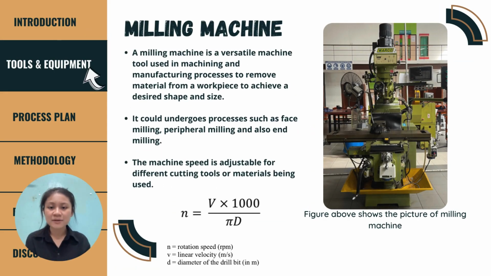So in the milling lab, we should use a milling machine. So what is actually a milling machine? A milling machine is a manufacturing tool that is used to remove material from the workpiece to achieve the perfect shape and size. This picture shows the milling machine. This milling machine can undergo processes such as face milling, peripheral milling, and also end mill milling. The machine speed can be controlled and adjusted by using this formula: n is equal to v times 1000 over pi d.